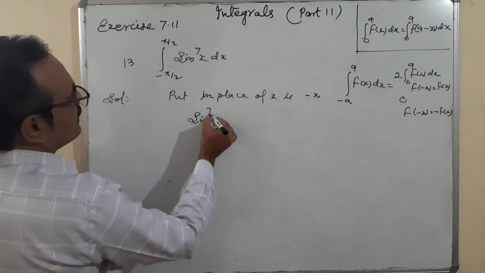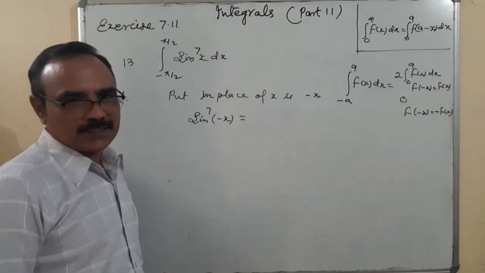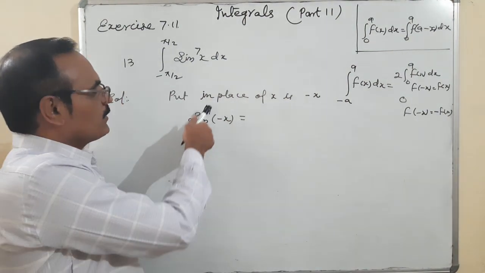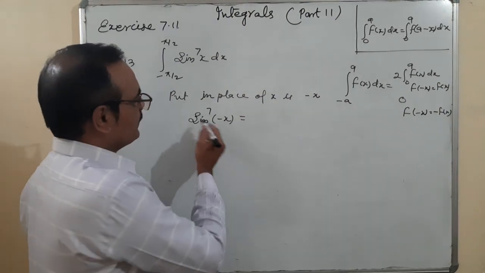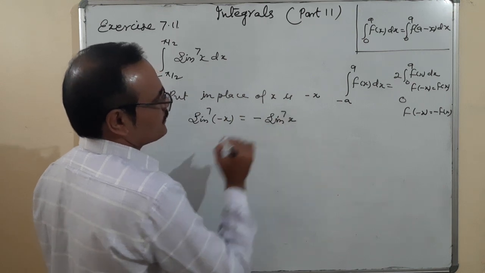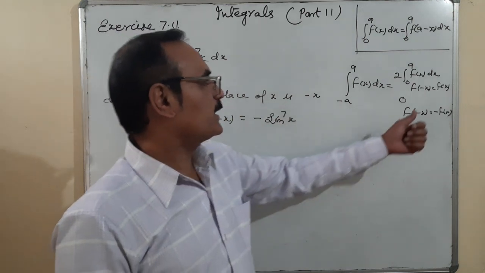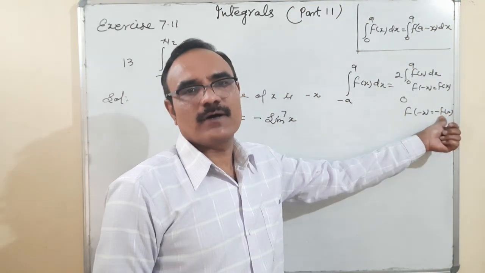Sine to the power 7 of minus x is equal to sine minus theta to the power 7, which is equal to minus sine theta, because the power is odd, therefore minus remains minus. It will not be converted to the form of plus. So I write here minus sine to the power 7 x. Which condition is there? f of minus x is equal to minus f of x.